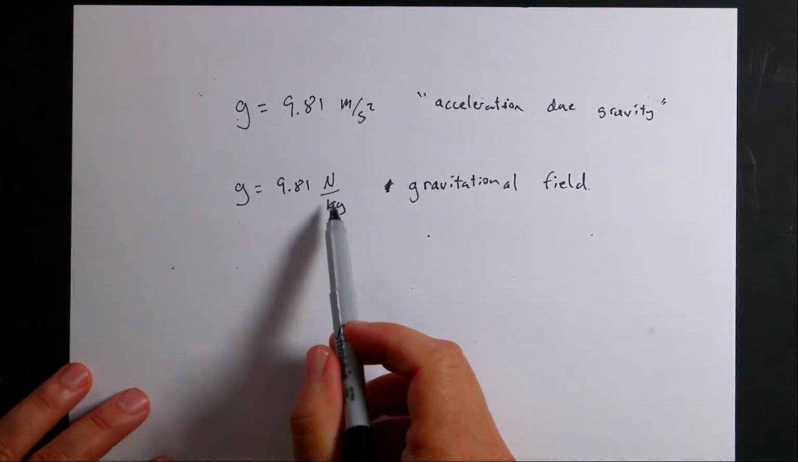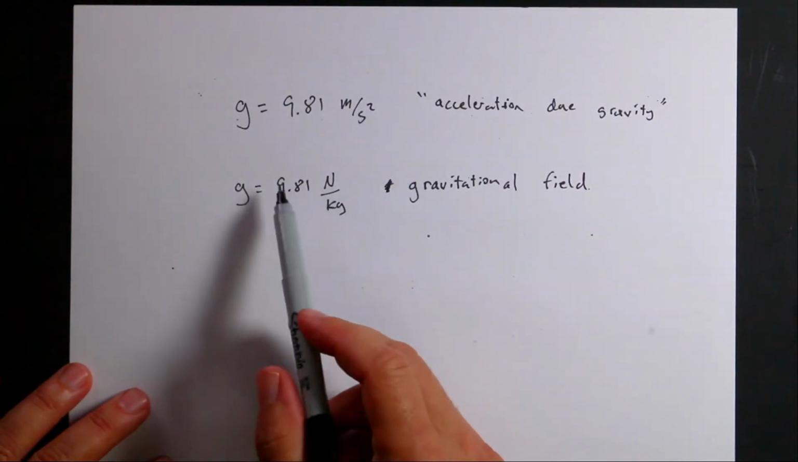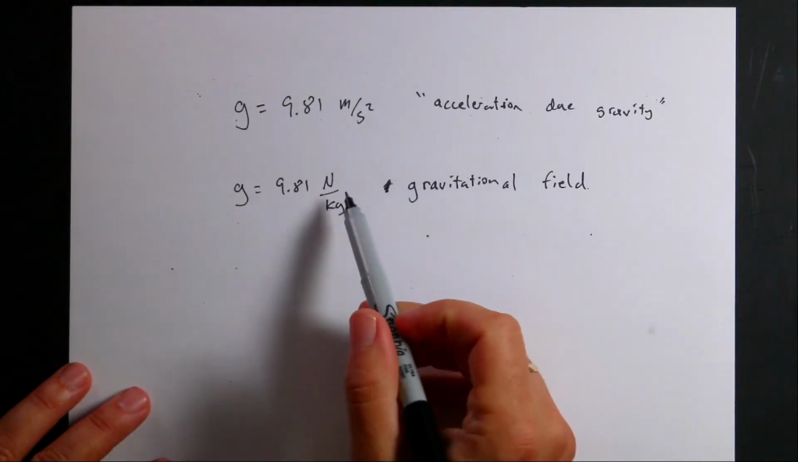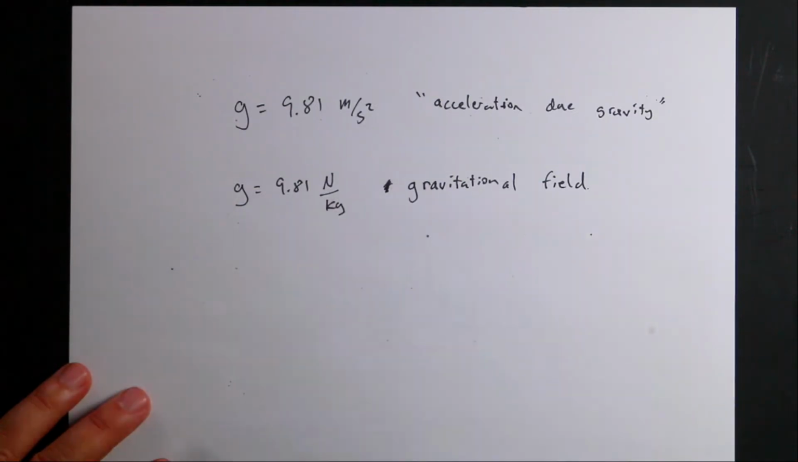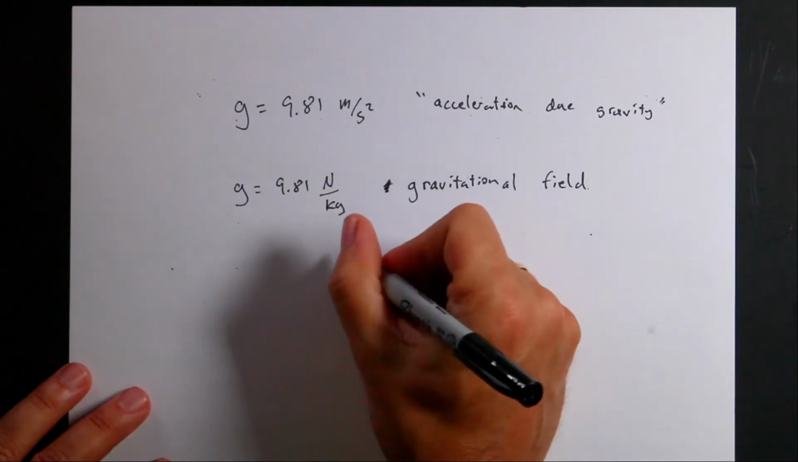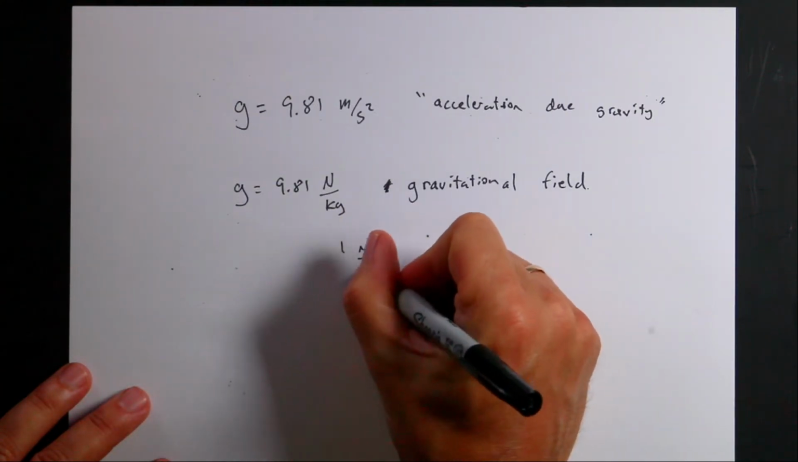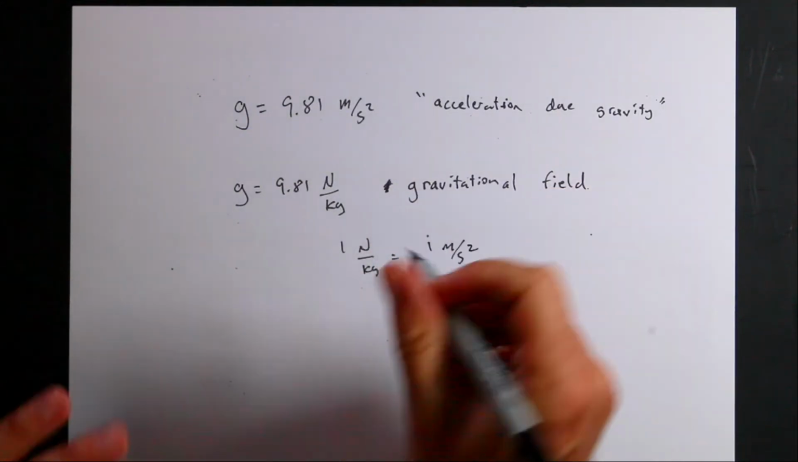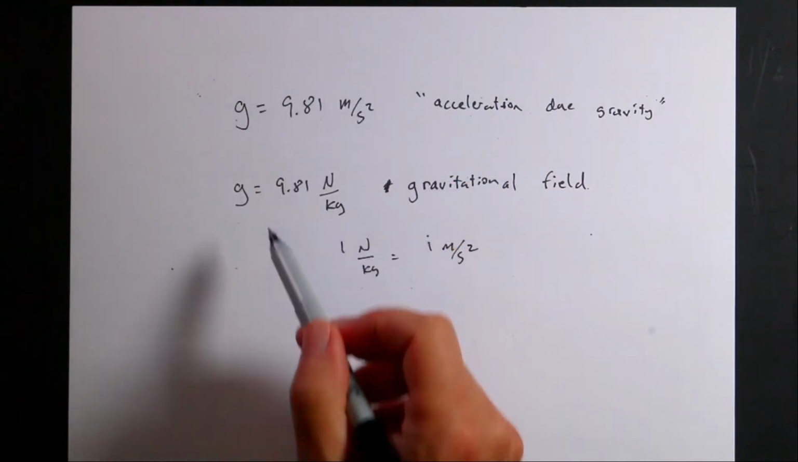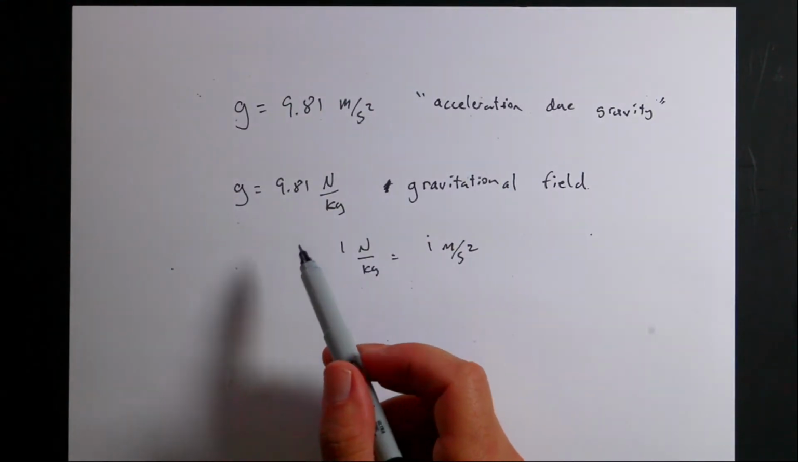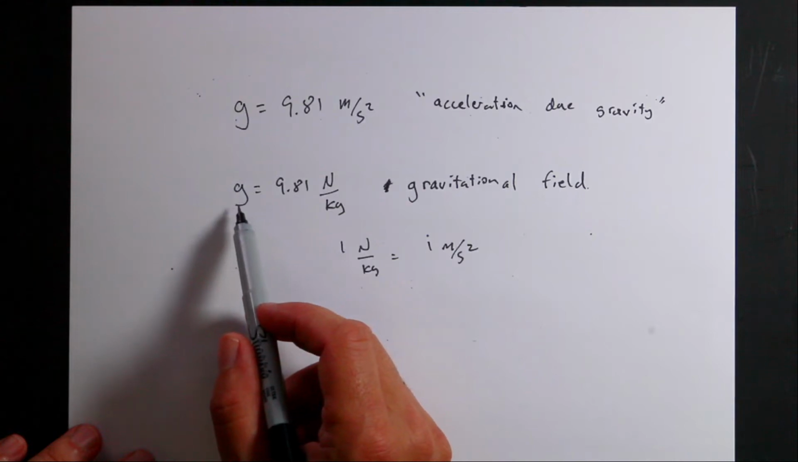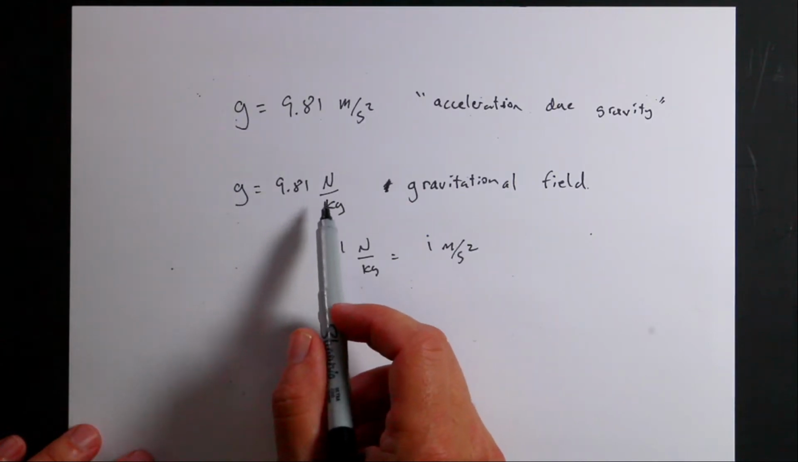So it's the force per unit mass, and we use the symbol g for that. This is a better way, and I should say that 1 newton per kilogram is equal to 1 meter per second squared. So the units are the same, the value is the same. It's just what you call it. I don't think acceleration is a good thing to call it. I think the gravitational field is a good thing to call it: the gravitational field is 9.81 newtons per kilogram.